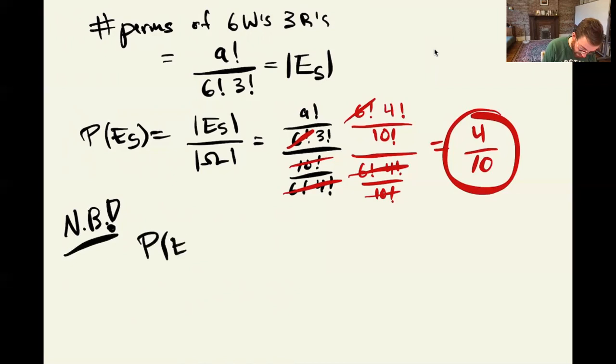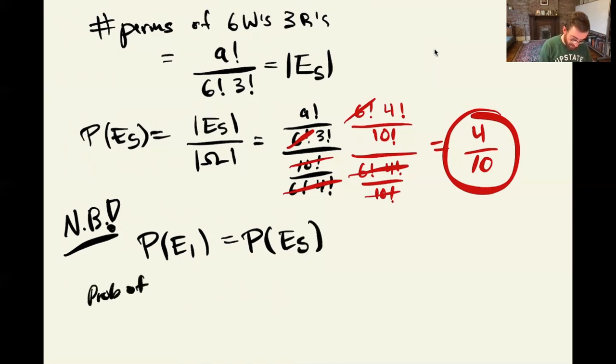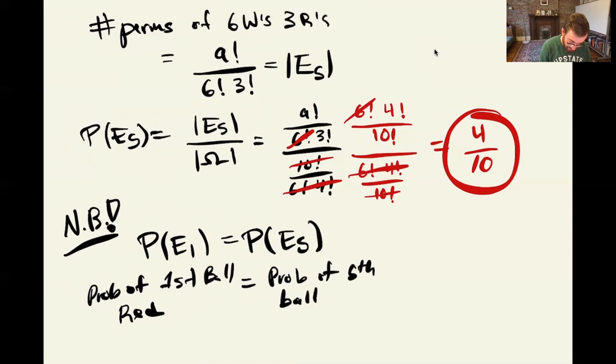Probability of getting a red ball on the first try is equal to the probability of getting a red ball on the 5th try. So probability of first ball red equals probability of 5th ball red. Does that answer surprise you?